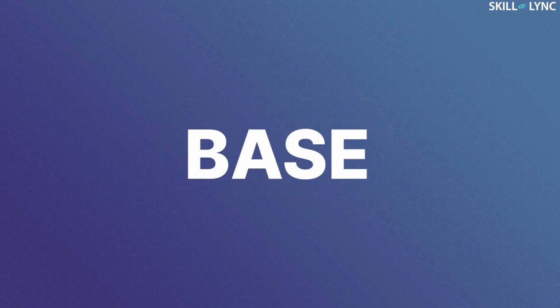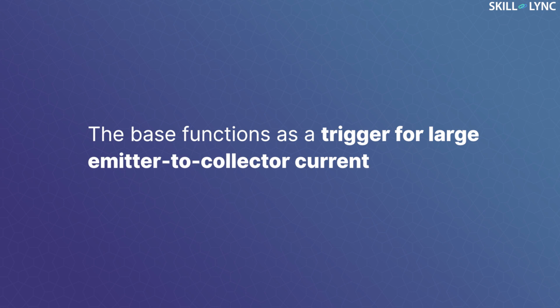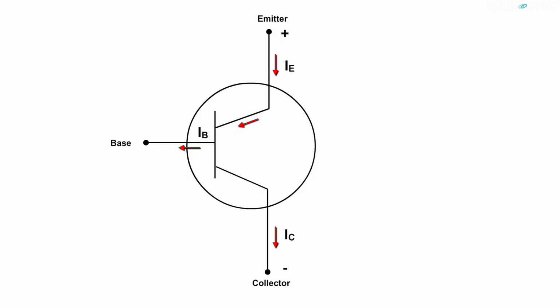Next, we have the base terminal. The base functions as a trigger for large emitter-to-collector current. When the base receives sufficient voltage, a large current flows through from the emitter to the collector. It starts operating at a minimum voltage of 0.7 volt. We can easily manipulate the amount of voltage at base to change the flow of current through the transistor.